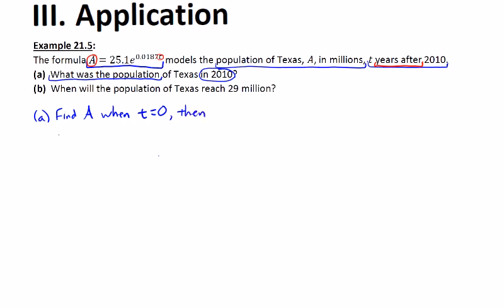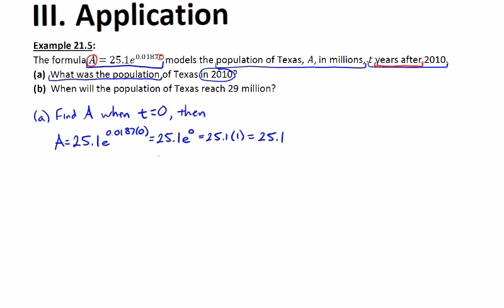So then the formula now says A equals 25.1 times E raised to the 0.0187 times 0. And that works out really well in the exponent. Since I'm just multiplying by 0, this is going to read 25.1 times E raised to the 0. And then E to the 0 is just going to end up being 1, so I'm just multiplying by 1, so all I have here is 25.1.